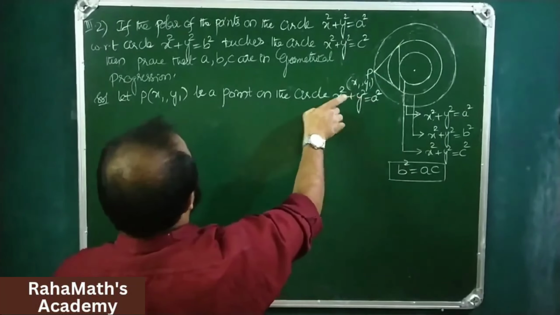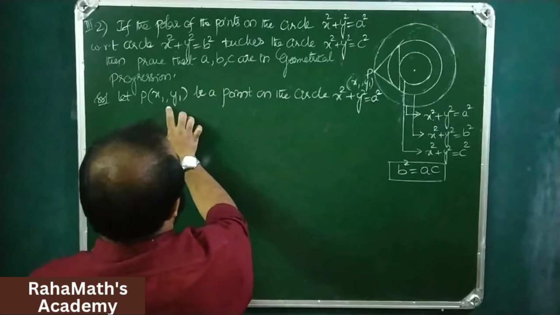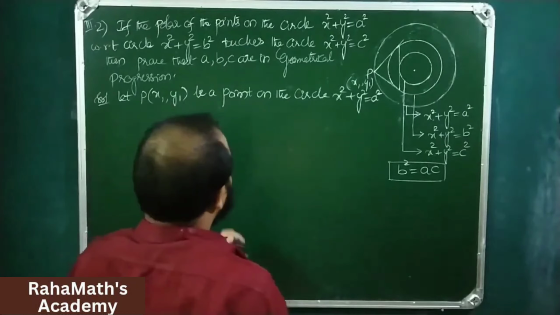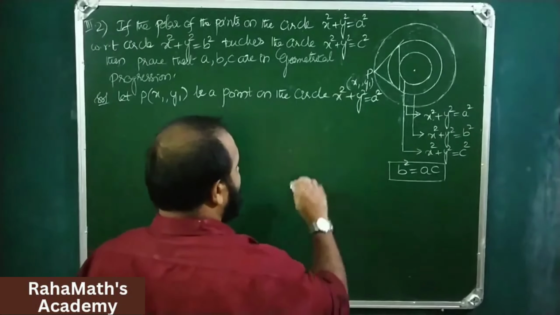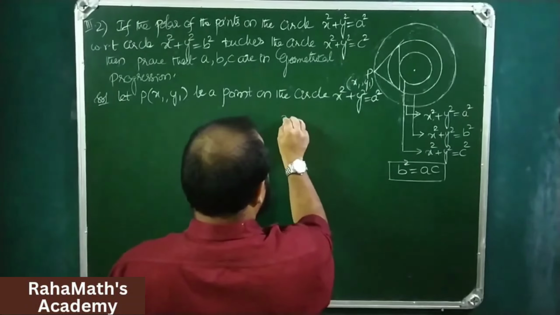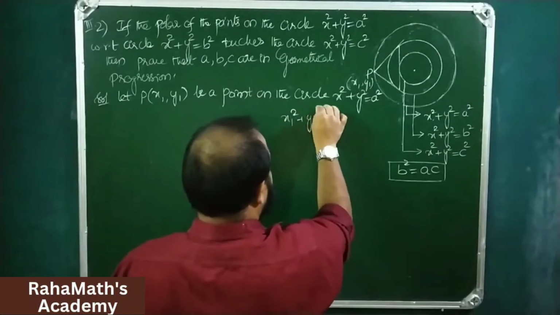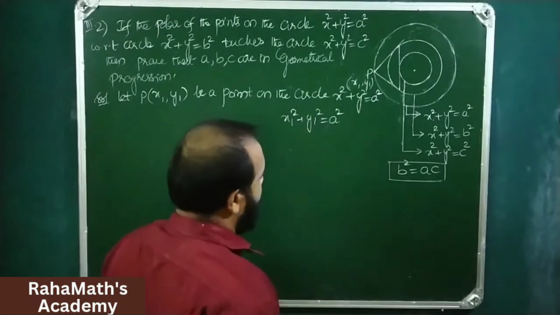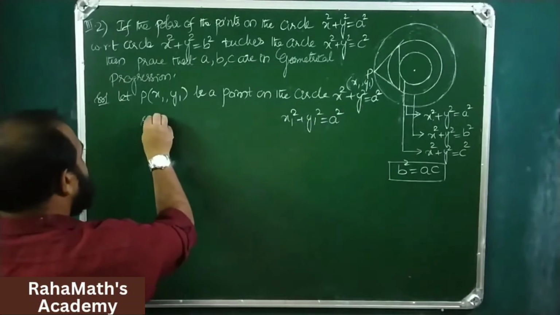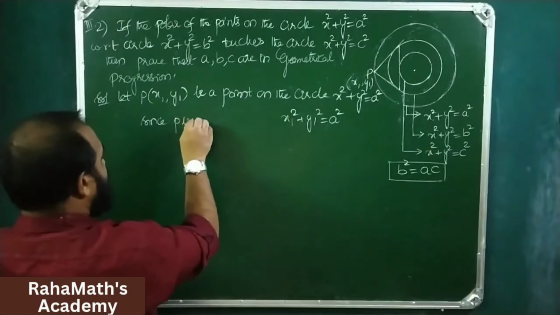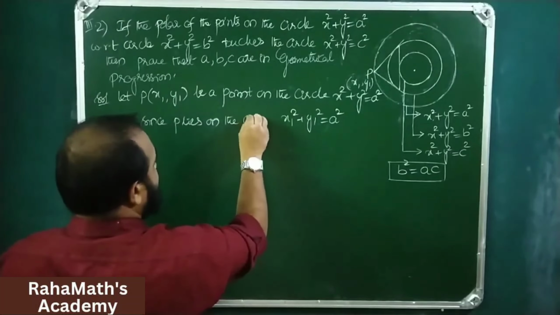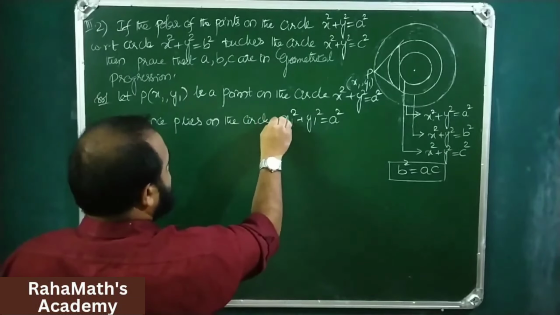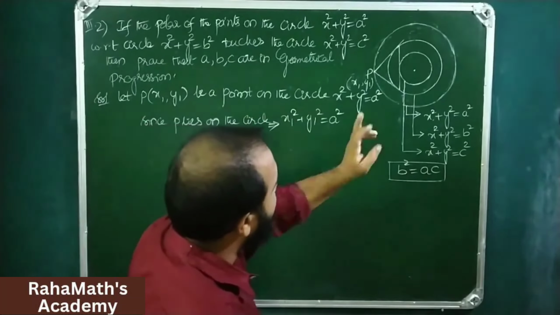On that big circle, the point lies. That point I have taken as (x1, y1). If a point lies on the circle, the point has to satisfy the circle equation. That means x1 square plus y1 square equals a square. Since P lies on the circle, this implies x1 square plus y1 square equals a square.